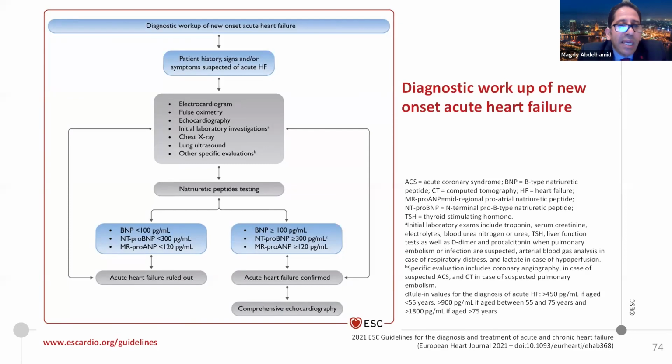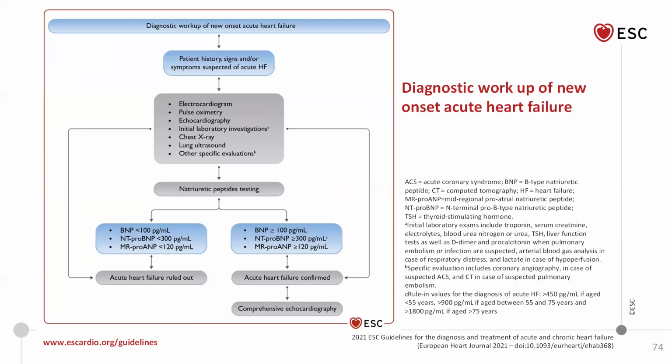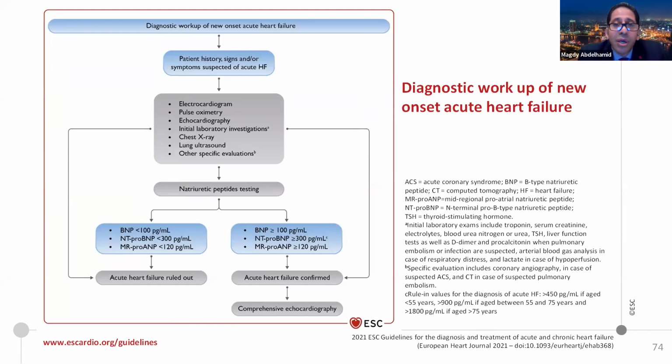If the patient has BNP more than 100, or NT-proBNP more than 300 picogram per milliliter, or mid-range proANP more than 120 picogram per milliliter, this confirms the diagnosis of acute heart failure, and echocardiography should be done immediately. If the patients have lower levels of biomarkers, the patients should be screened for other etiologies.